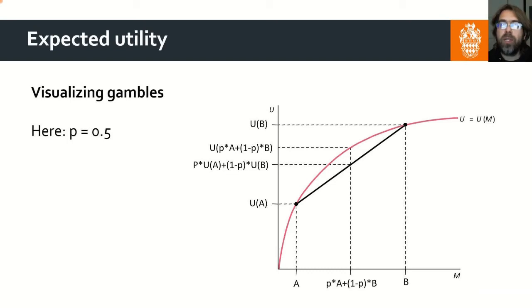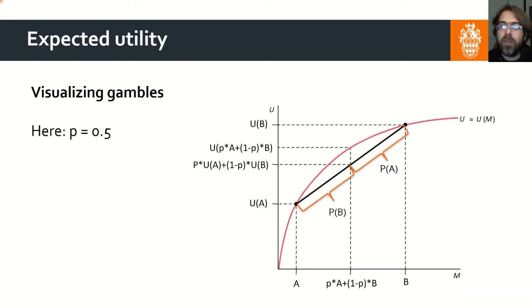The line does not only show us the utility of the gamble, it also visualizes the gamble itself, because the point of the lottery also represents the probabilities of the gamble. What do I mean by that? The distance that we travel from A to the point of the lottery is exactly the probability of B, and the remaining distance from the lottery to B is the probability of A. So here in this case, both the probability for A and the probability for B are 50%.